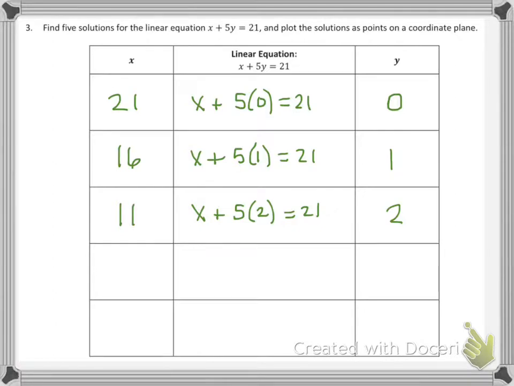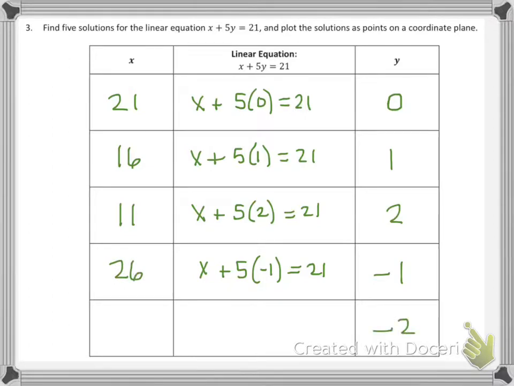Okay, what if my y is a negative 1? Let's check that. x plus 5 times negative 1 equals 21. That's a negative 5. I would have to add 5 to both sides. That would make this 26. 21 plus 5 is 26.